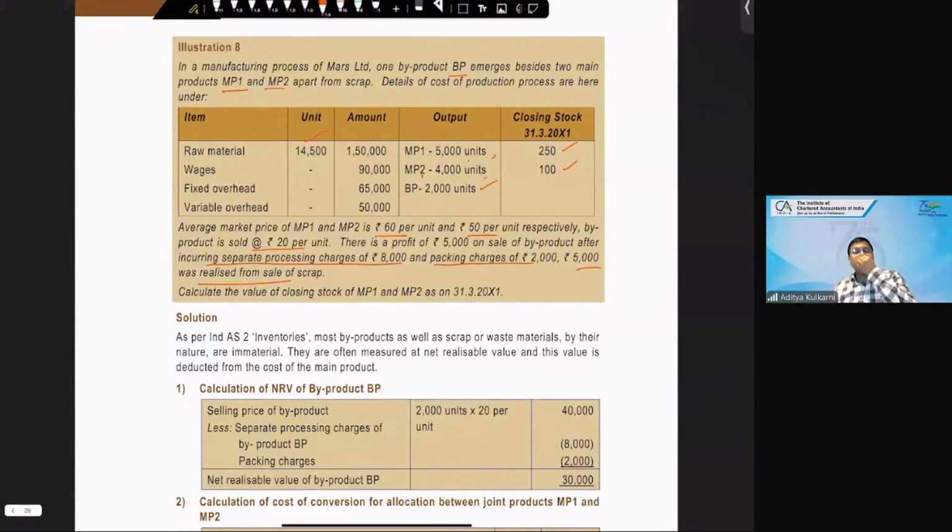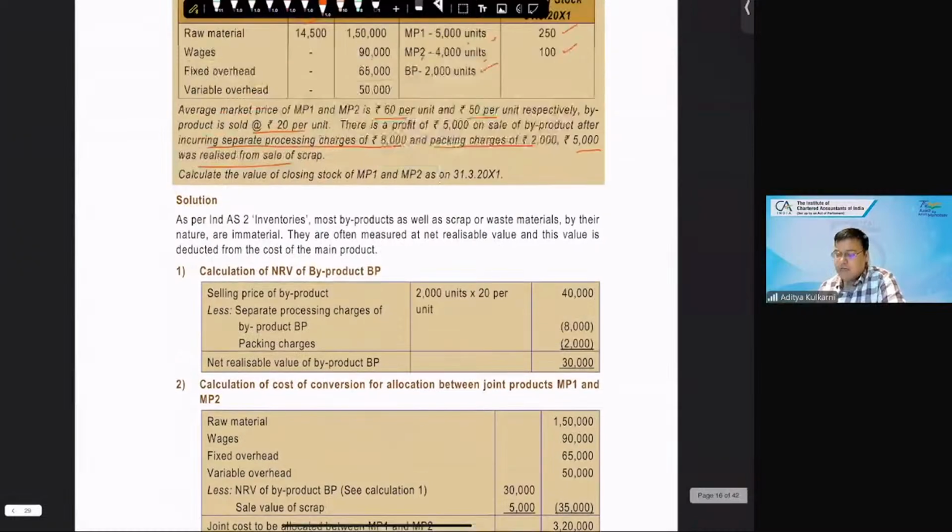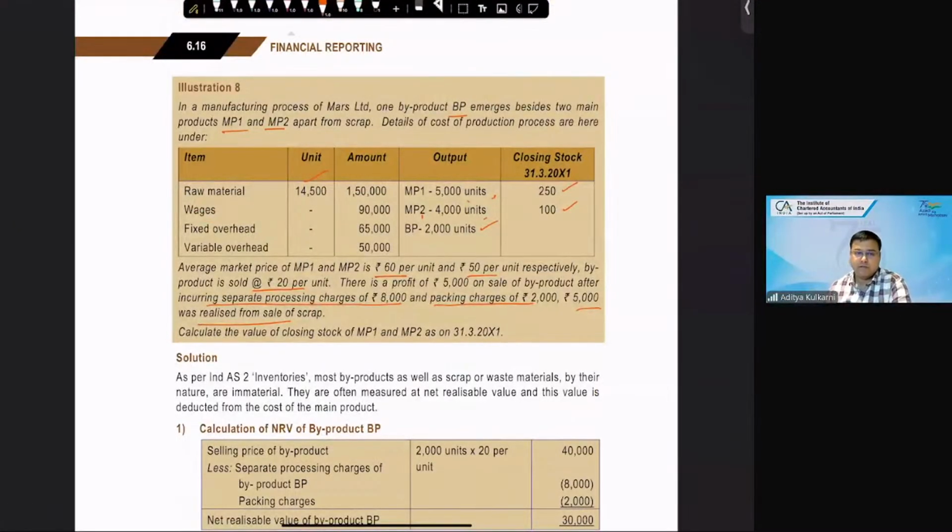How many products are coming out of your manufacturing process? One product, two products, three products, four products? 3 or 4? 4 total, including scrap. Including scrap, it is 4 products which are coming out. One is MP1 joint product, MP2 joint product, BP byproduct, and scrap. So these are the 4 things which are coming out.